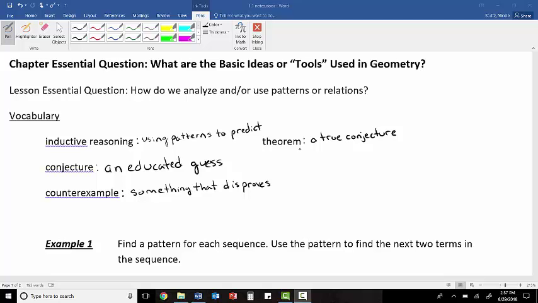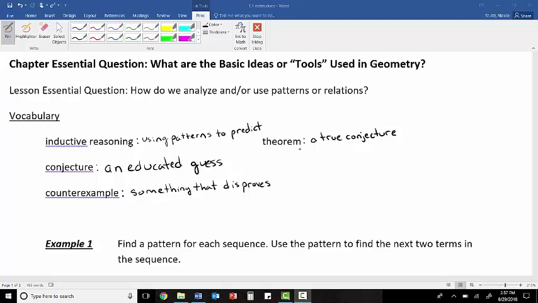A conjecture in math is like a hypothesis in science. It's just when you make a guess, and it could be true or it could be false, we don't know. A counterexample is something that basically proves something wrong. So if I said that all dogs are yellow, black labs would be a counterexample because they're not yellow.